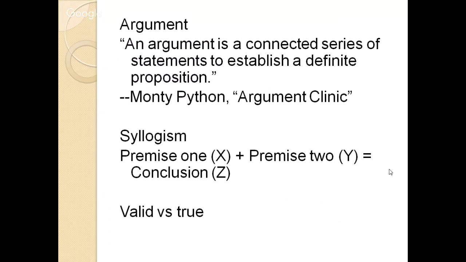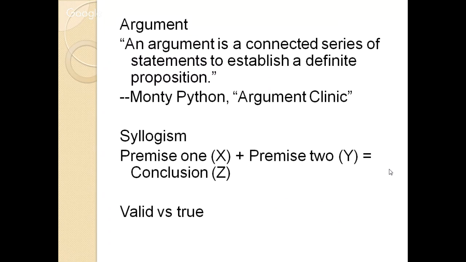Now, in order for the argument to be valid, the conclusion has to logically follow from the premises. So x plus y must equal z. To think about this in a different way, think about math equations. 1 plus 2 equals 3. Now, if your premises are 1 and 2, and your conclusion is 3, therefore you can say that that is a valid argument because the conclusion follows logically from the premises. It makes sense, in other words.